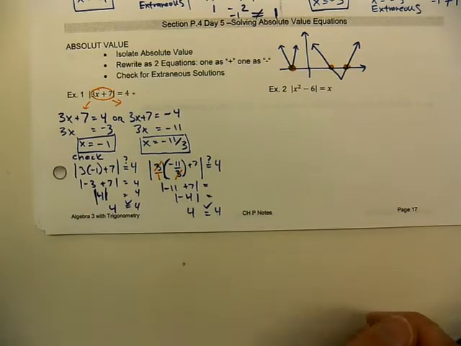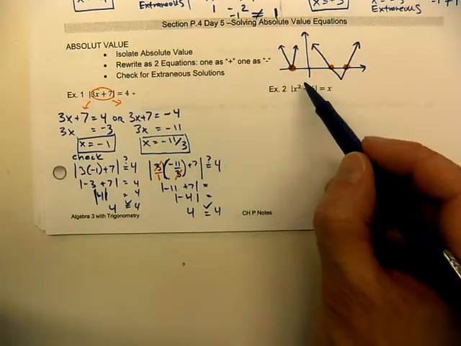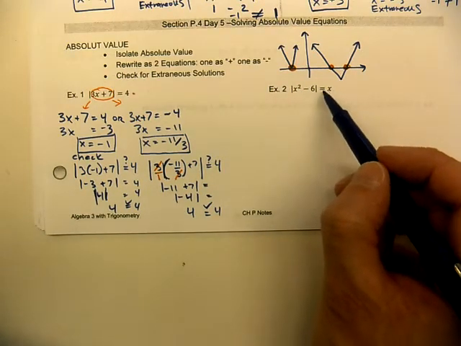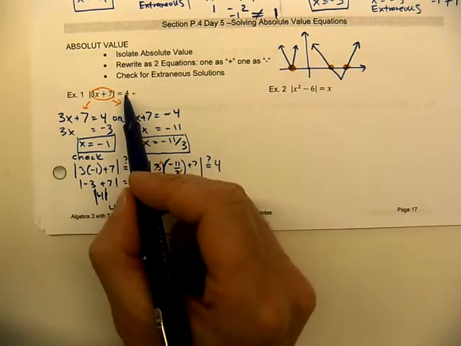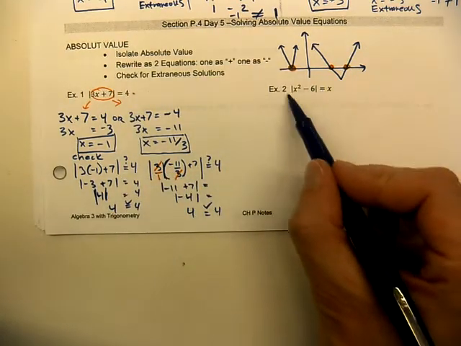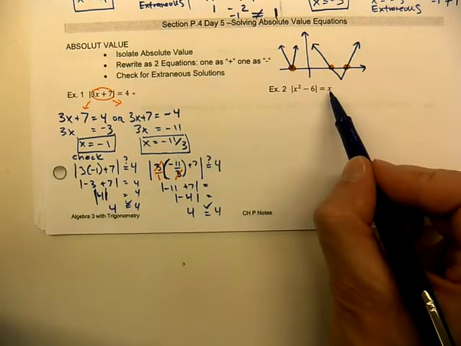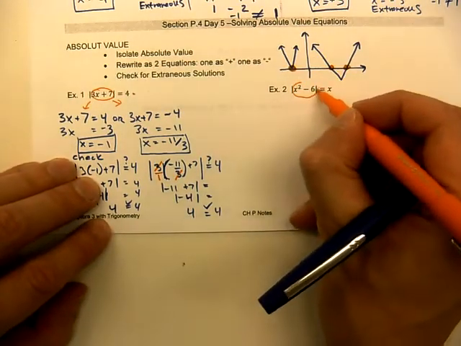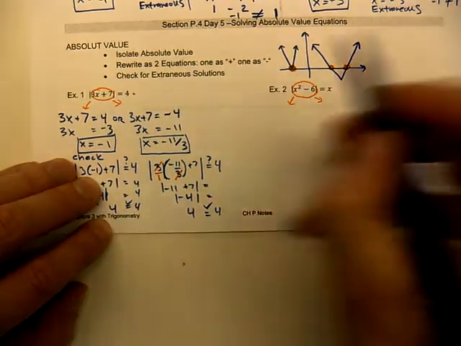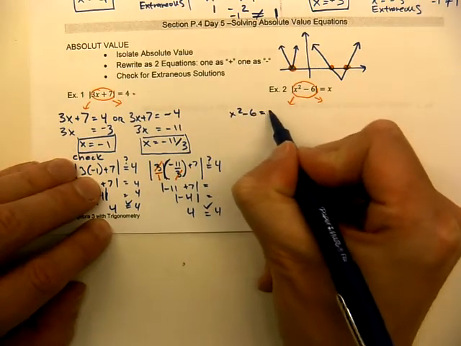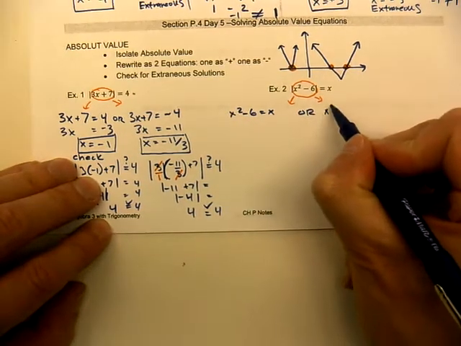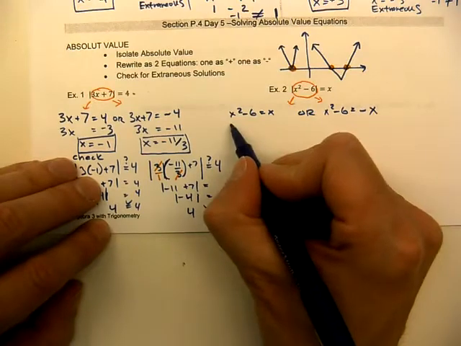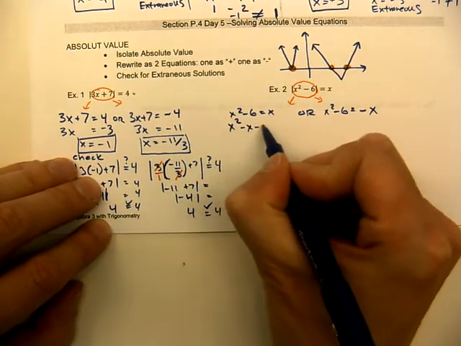So in example number 2, we have a couple of twists, one being that we have an x squared inside the absolute value, and the other being that we have a variable on the outside. So instead of setting it equal to a value like 4, now the absolute value is being set equal to a variable instead. So let's see what happens when we take a look at these problems here. Again, we pull the expression out of the grouping symbols as we set up our 2 equations. So x squared minus 6 equals x, or x squared minus 6 equals the opposite of x. Let's bring all the terms to the same side. So x squared minus x minus 6 equals 0.